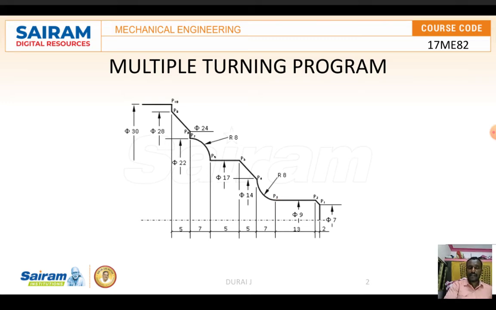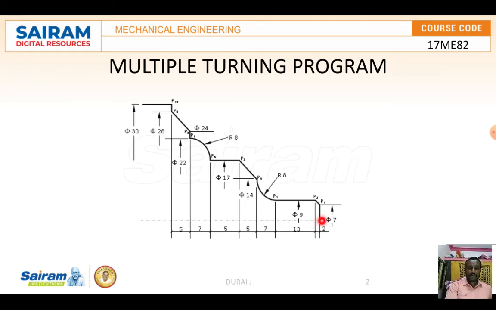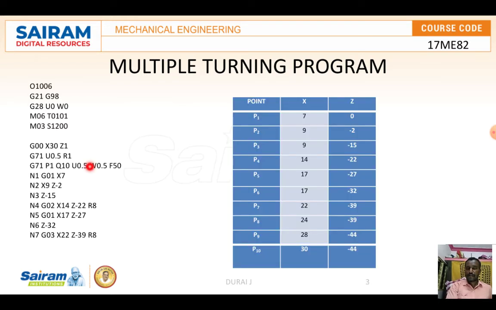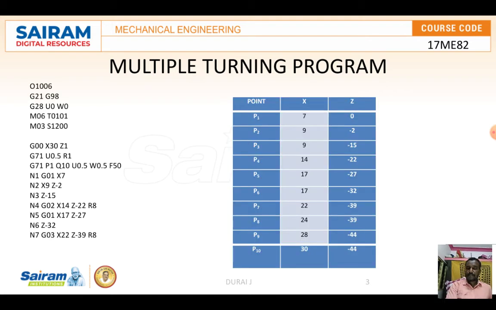I'm going to write the program. Okay, so here the first thing is G01 X7. That means from the origin point, from here, move the tool over here. That is for the given G01 X7. And the next point again, G01 X9 to Z minus 2. So here G01 X9 to Z minus 2. So that means from here X9 to Z minus 15, like this.